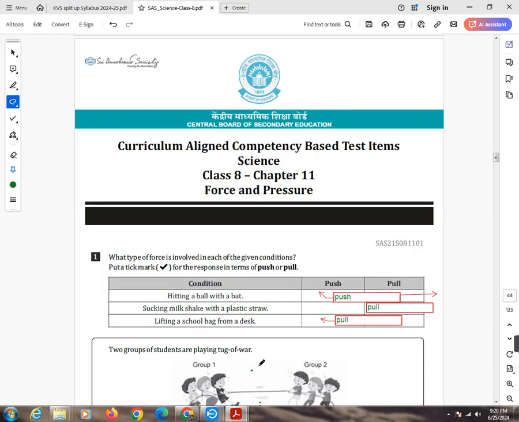Hello students, today we are going to discuss curriculum aligned competency based test items for class 8th subject science, chapter number 11, force and pressure.